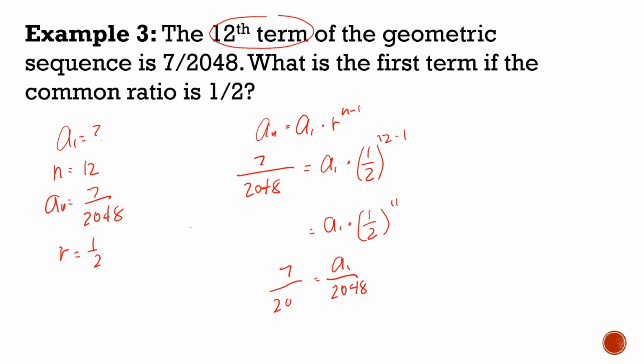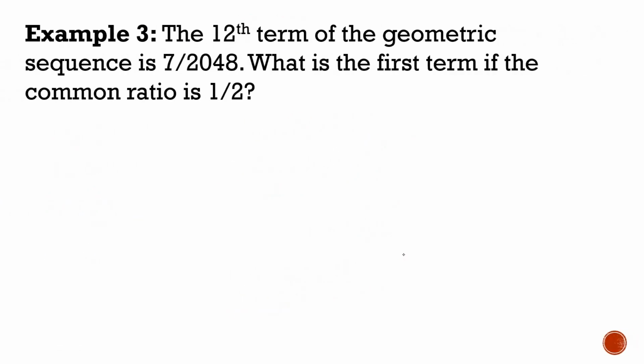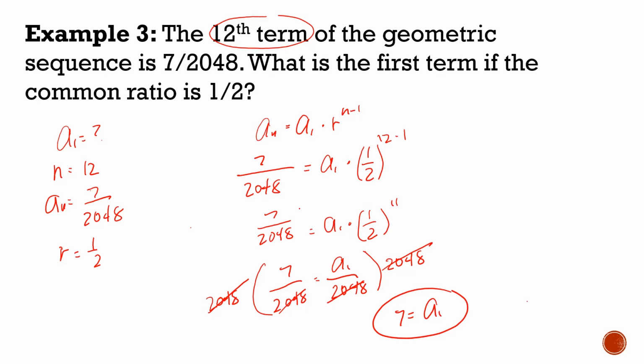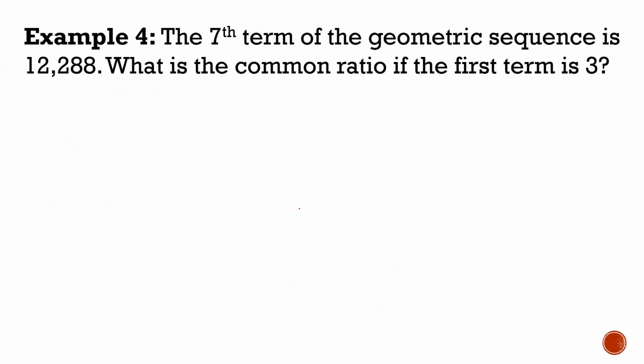7 over 2048. So here, the next thing we will do is multiply both sides by 2048. To simplify this, the best thing to do is to multiply both sides by whatever the denominator is on both sides. So we can cross that out here, we will cross that out also. So that means our first term is 7. Easy, right? I will just rewrite this here.